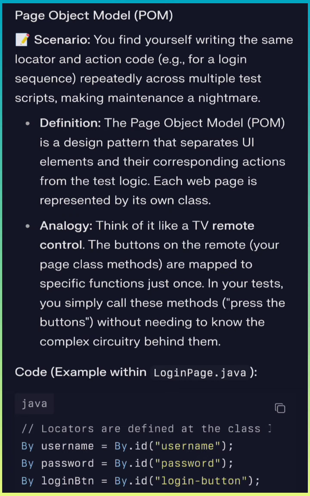So definition: the page object model is a design pattern that separates the UI elements and their corresponding actions from the test logic. So each web page is represented by its own class.